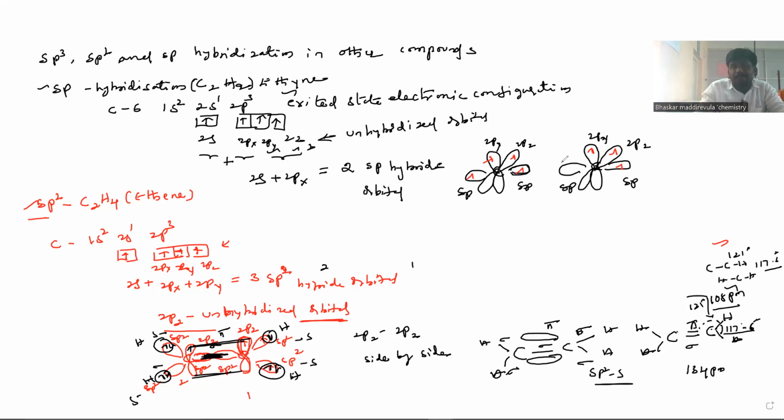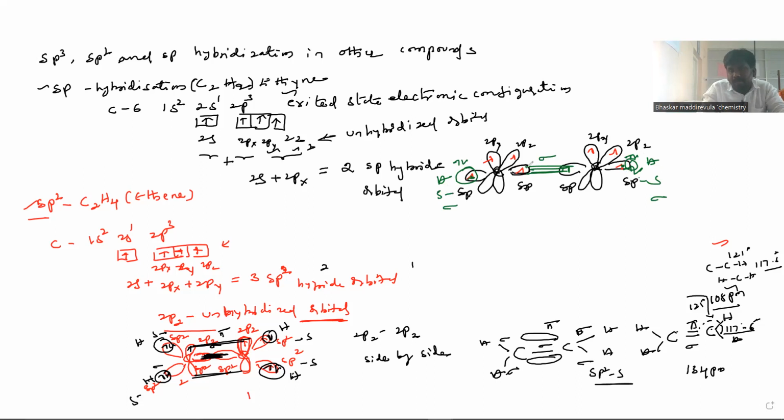Now here, the sp and sp orbitals of the two carbons overlap end on end. They give one sigma bond by sp overlapping. The remaining sp orbitals overlap with the s orbital of hydrogen, and the electrons get paired up with opposite spin. So this also gives a sigma bond. So here is one sigma bond, and this is one sigma bond.